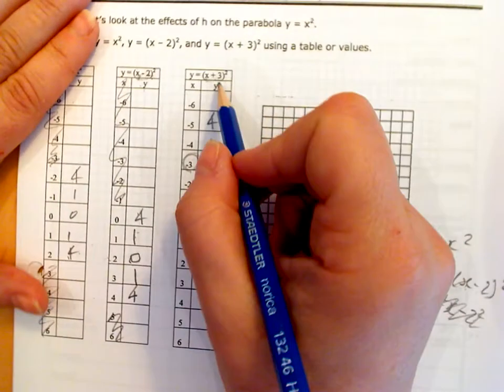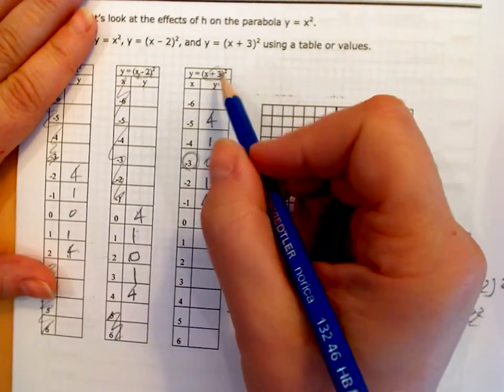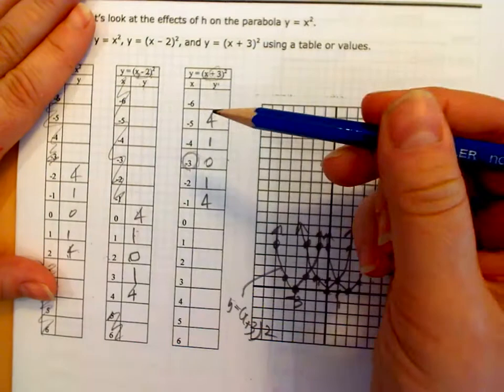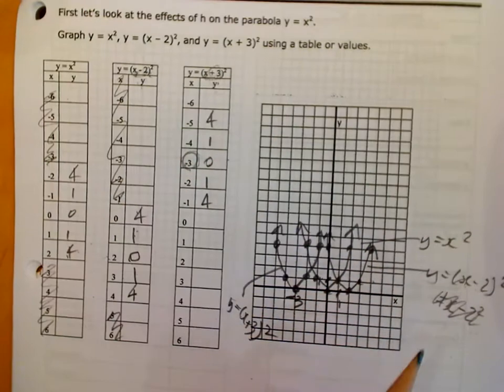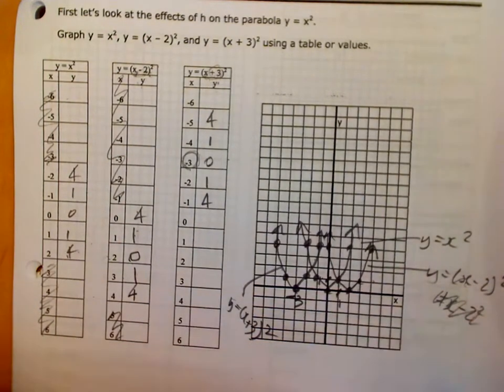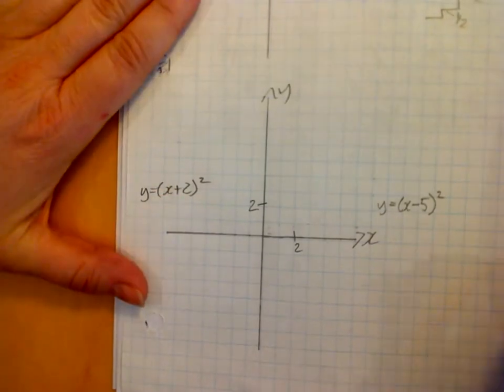Another way of looking at it is whatever this says, do the opposite. So if it says +3, go 3 that way. If it says -2, go 2 in the positive direction. Okay? So let's try a couple of those here. I think this graph paper is better. It's easier for you to see.